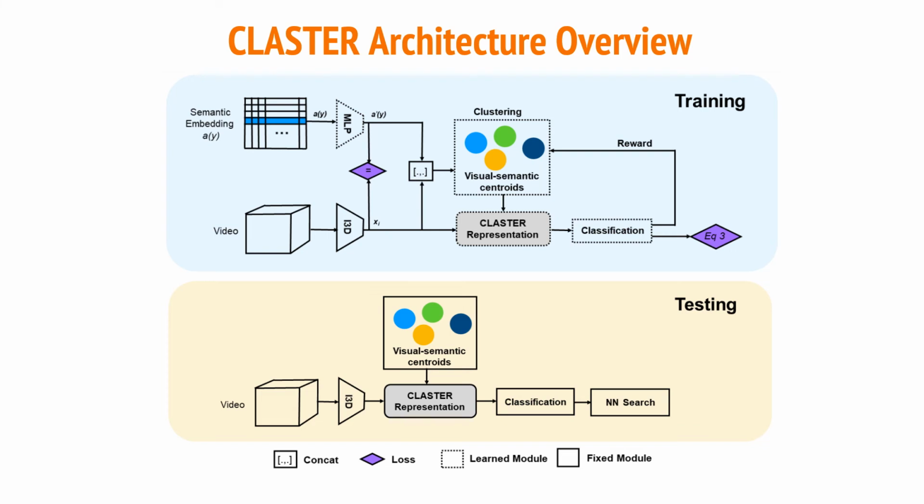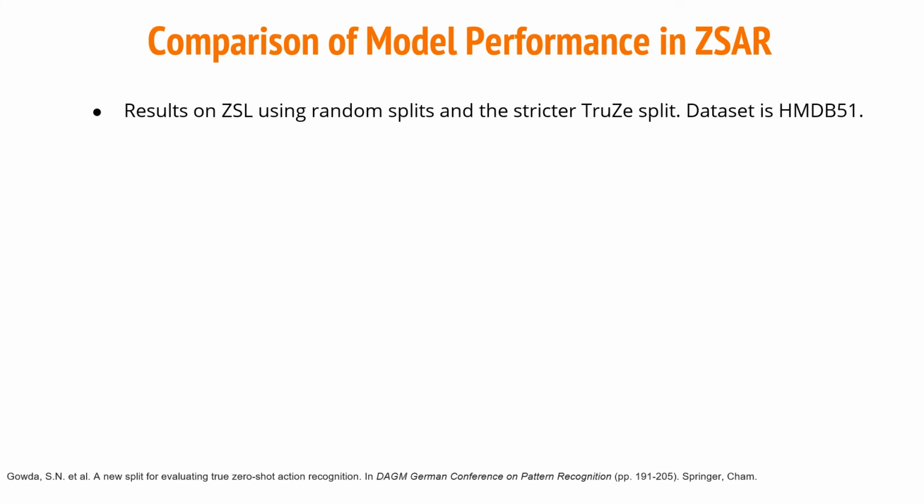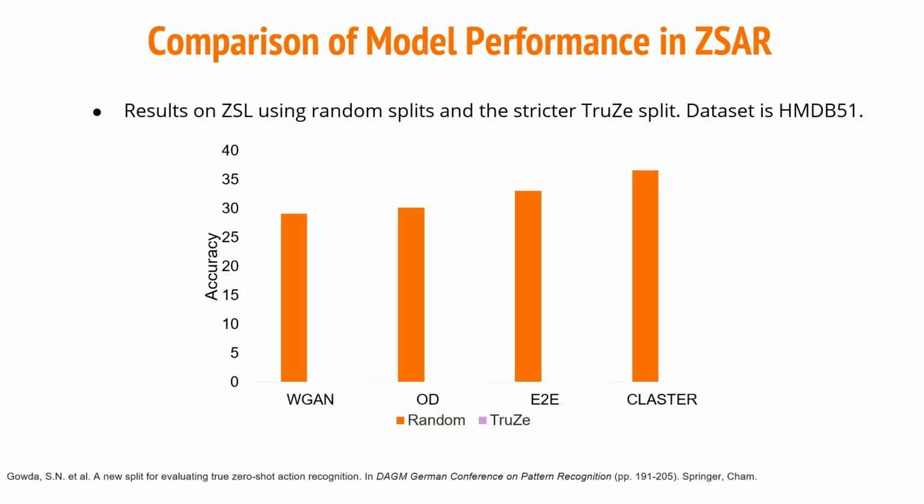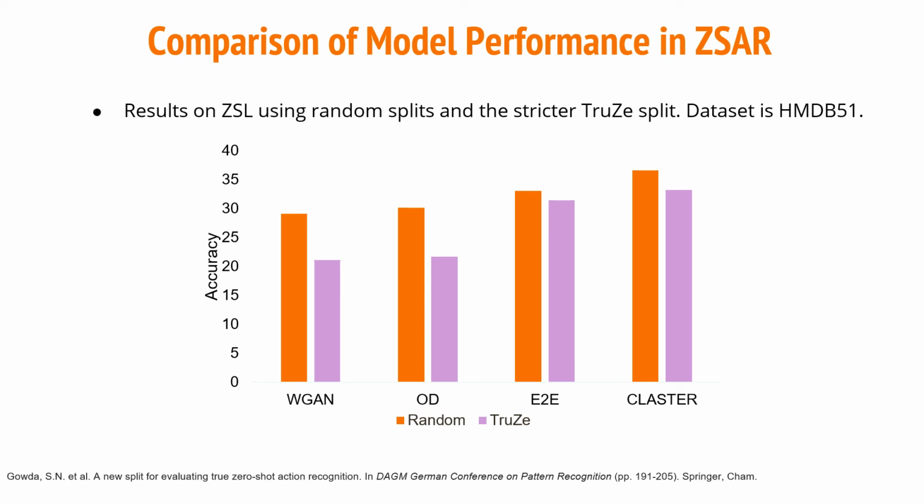At test time, we first perform classification on the seen classes and then do a nearest neighbor search to predict the unseen class using rectified semantic embeddings. Here, we look at the zero-shot learning results on the HMDB dataset. We see consistent improvements in comparison to the state-of-the-art using random splits, as well as the stricter TrueZ splits that avoids overlap of unseen classes with the pre-trained model.